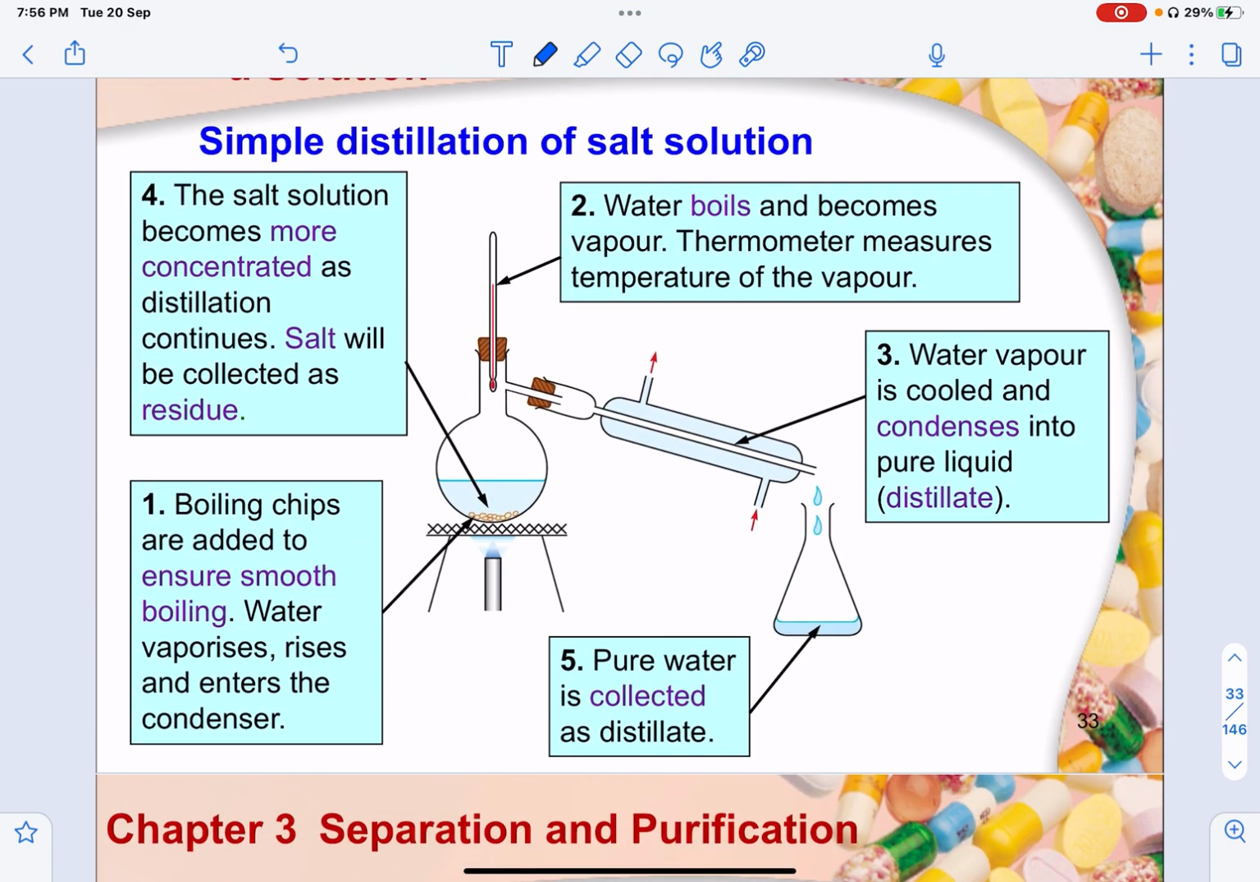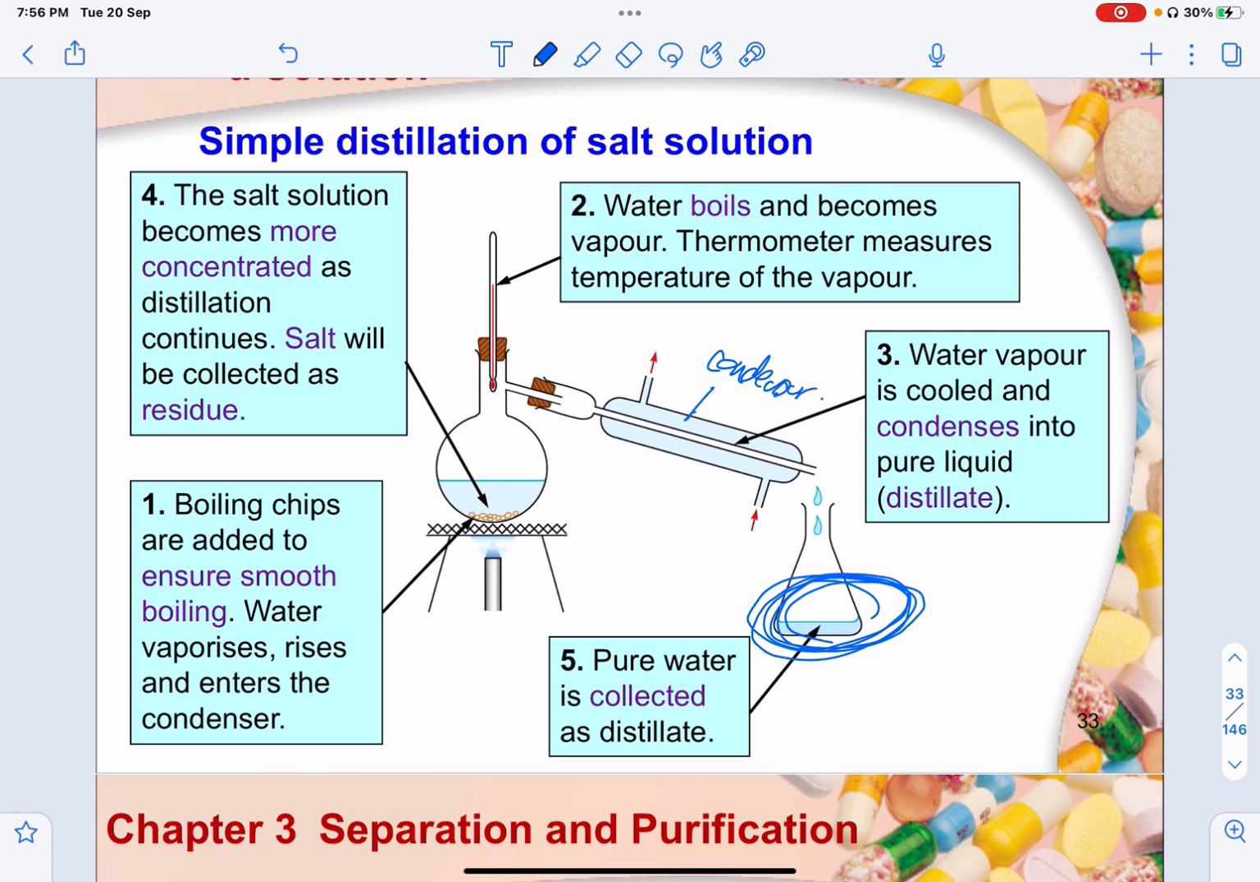The boiling chip is put in to ensure smooth boiling. When the water vaporizes, it rises and enters a condenser. The second step is where the water boils and becomes vapor. The thermometer helps to measure the temperature of the vapor. That's why the bulb of the thermometer has to be at the mouth of the condenser. The water vapor is cooled and condensed into pure liquid by the condenser. And this liquid is known as the distillate. Okay, whereas the equipment here is called the condenser.